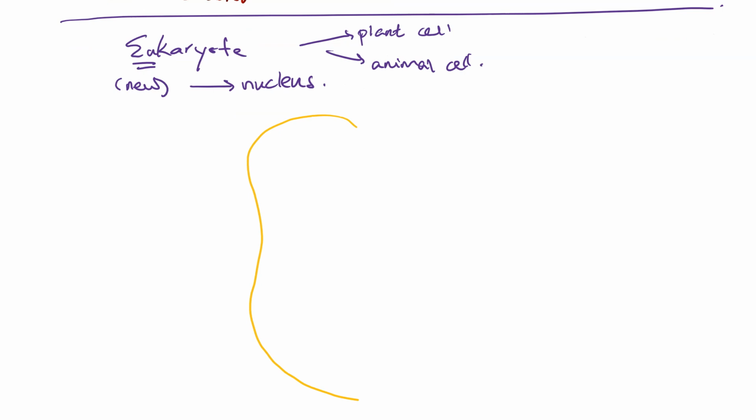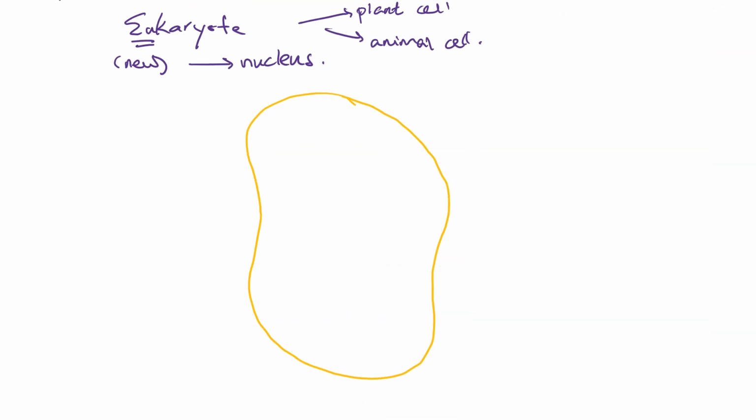And here, animal cell, usually irregular in shape, right? The outer layer is a cell membrane.